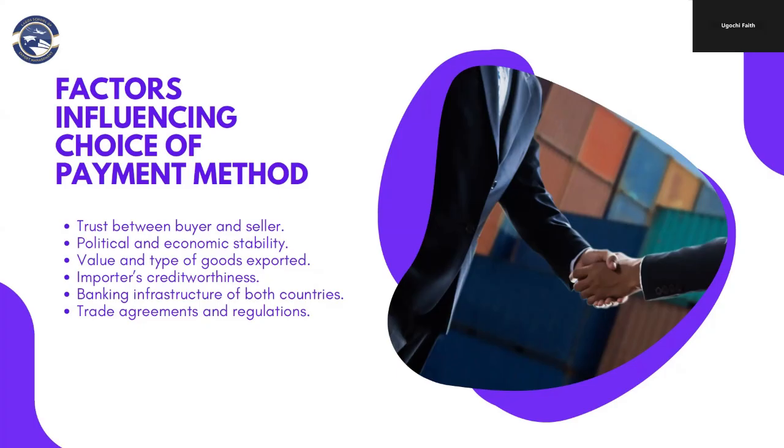So when you also look at trade agreements and regulations, that is another factor. The kind of agreement that different parties have, most of the time could be countries, could be regulation of trade policies within countries and all that. Even in Africa as a whole or in Nigeria as a whole, we have good trade agreements with countries around the world.